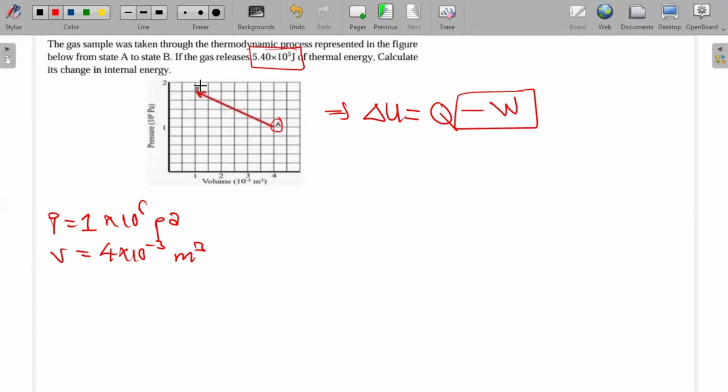Then the final parameters at B, the pressure is what? So this is 1, 2, 3, 4, 5. Okay, so 1.1, 1.2, 1.3, 1.4. So the pressure is 1.4 times 10 to the power 6 pascals, whilst the volume is equal to 1 times 10 to the power minus 3 cubic meters.